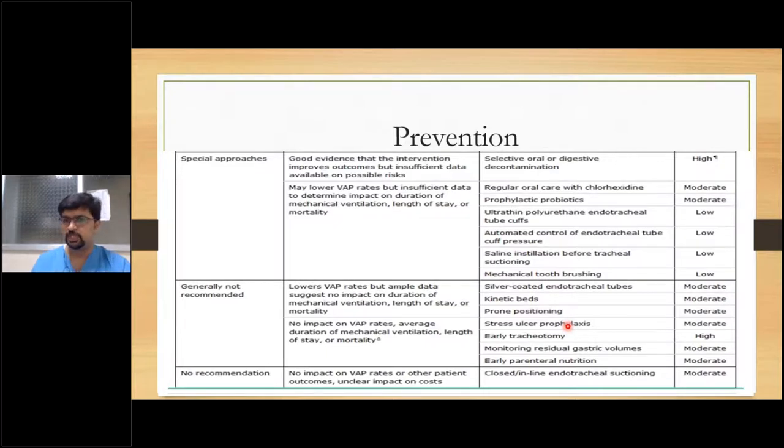Okay, early tracheostomy, especially in individuals in whom you expect them to have an intubation or a ventilator support requirement for a very, very long period of time, especially neurological patients, neuro patients. Okay, monitoring the residual gastric volumes. I don't know how it is done. Okay, and early enteral nutrition, as I mentioned before, along with your stress ulcer prophylaxis, encourage people to take nutrition as soon as possible. If the patient is intubated, starting Ryle's tube feeding as soon as the endotracheal tube is put in place, within 2 to 4 hours, is beneficial.